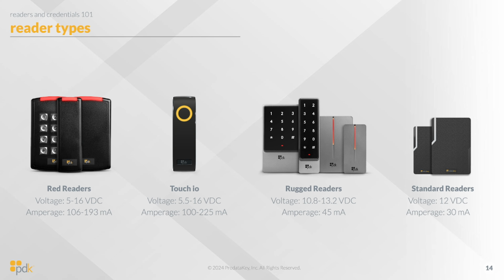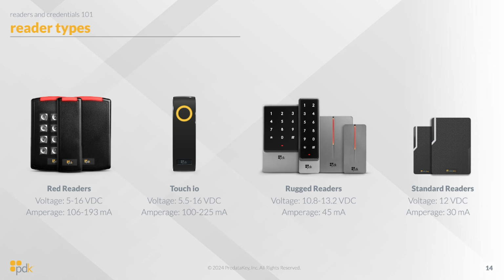But our red readers, for instance, take anywhere from 5 to 16 volts DC, and roughly about 100 to 200 milliamps of power. And it depends on which model of the red reader you have and what technologies you're using inside of that. The Bluetooth technology in particular takes a fair bit more amperage. You can see that by the Touch I/O right next door to this. It uses 5.5 to 16 volts DC, and it takes anywhere from 100 to 225 milliamps. So that is a fairly significant amount of power for a reader.